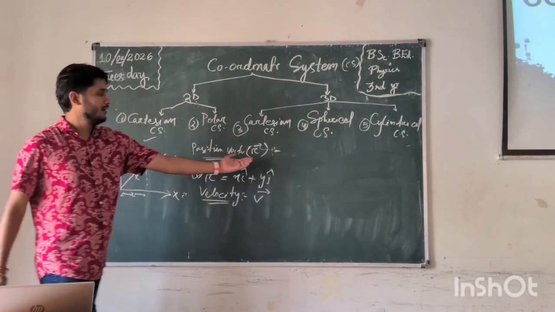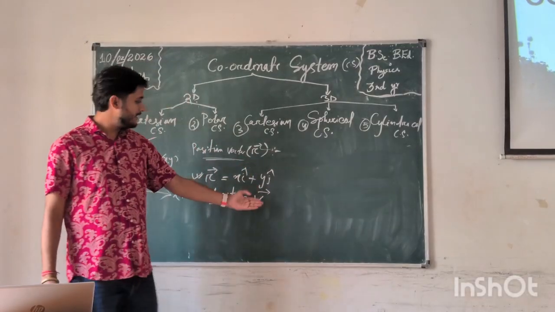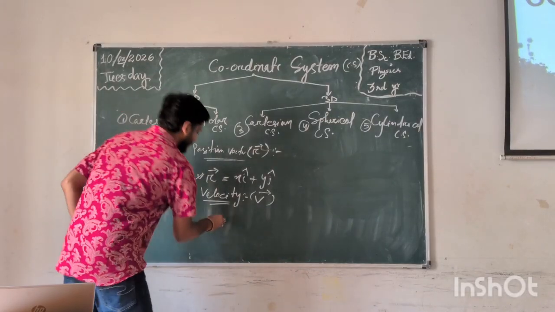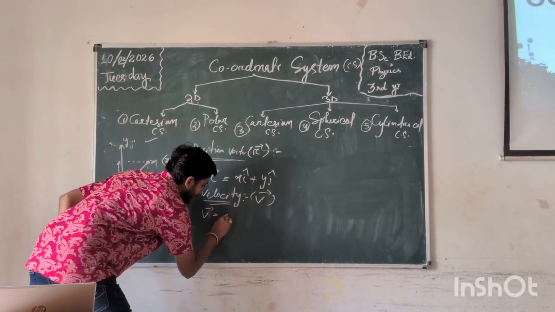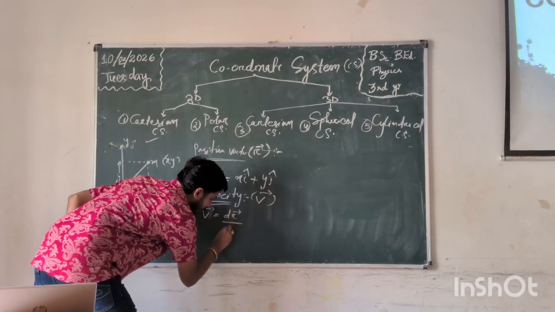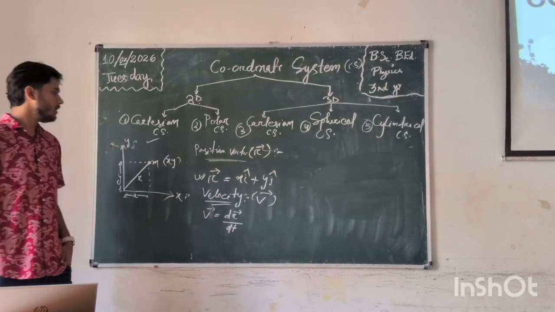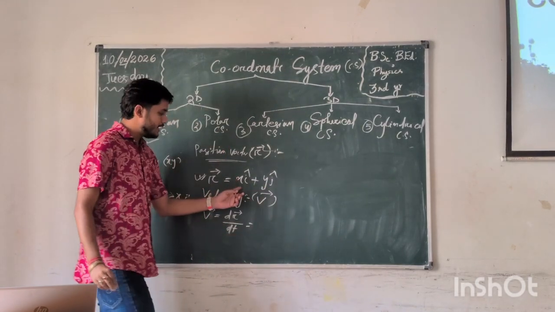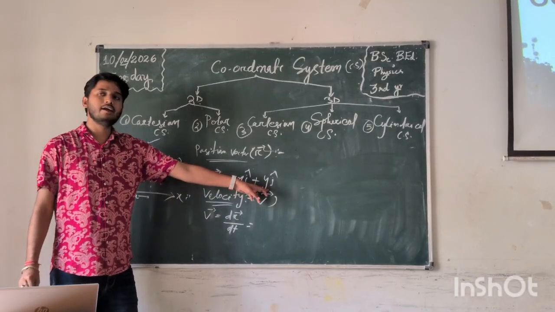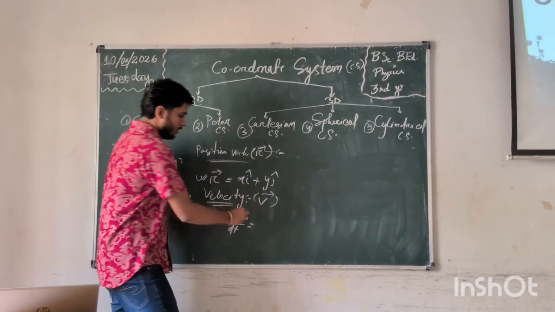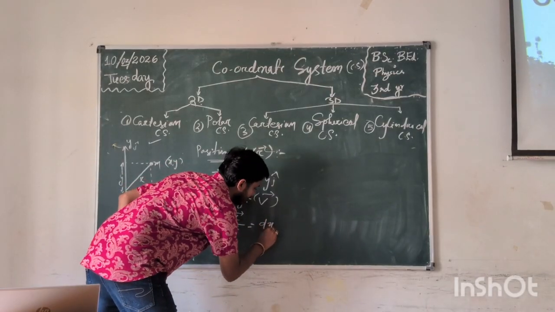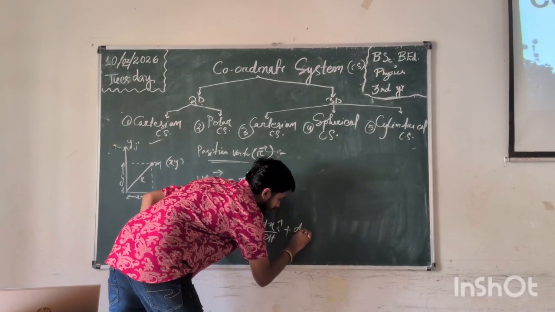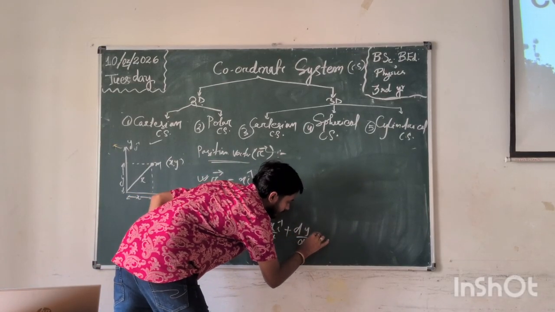If we have the position vector, then how can we find the velocity vector? Derivative. Simple. So v vector equals dr vector with respect to time, dt. If we differentiate this, then what will be the result? dx by dt i cap and dy by dt j cap. So here I am writing dx by dt i cap plus dy by dt j cap.